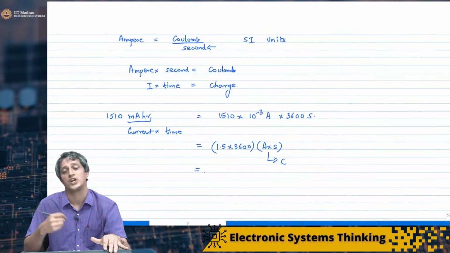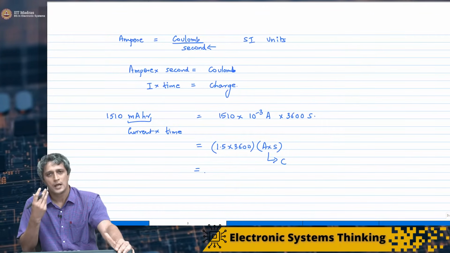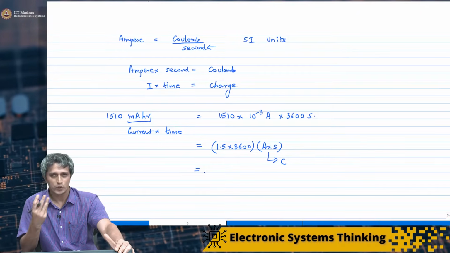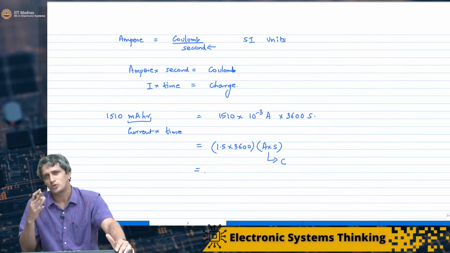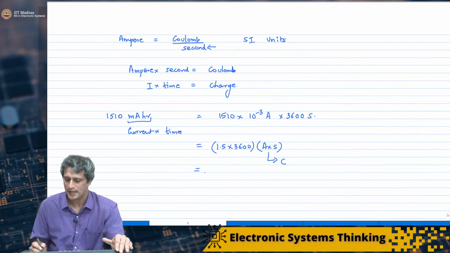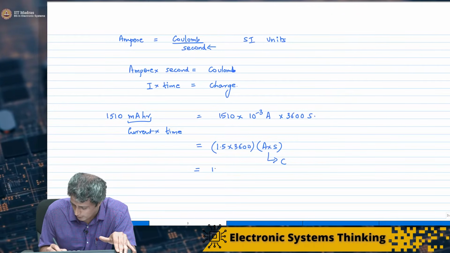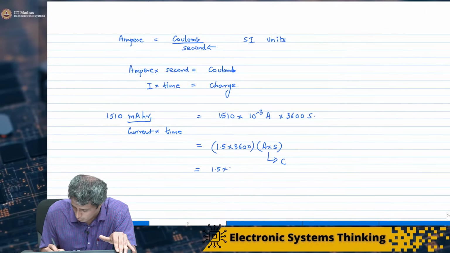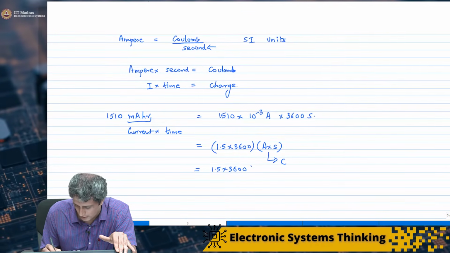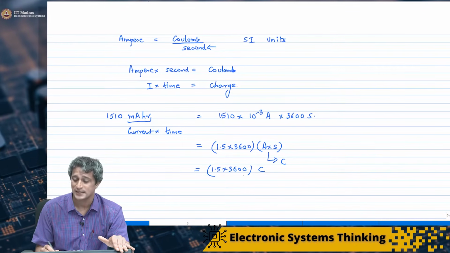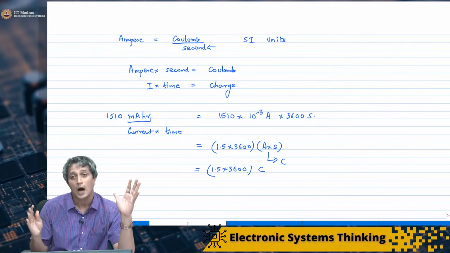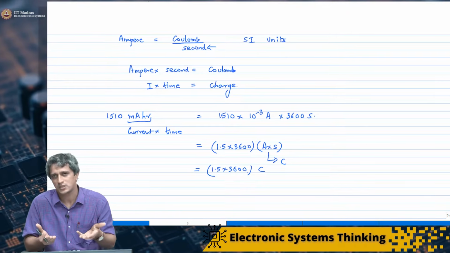So how much charge did that battery actually have if it was charged fully 100%, to a first order at least? Then how much charge would it have? It would be 1.5 into 3600 coulombs. Okay, remember this is actually a very large amount of charge, and it's not surprising, right?